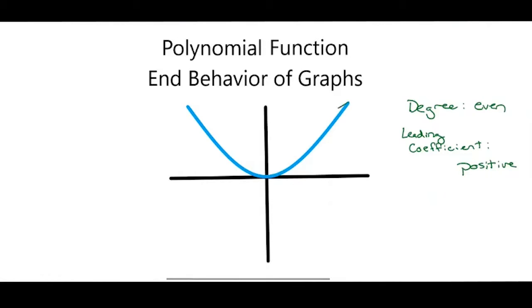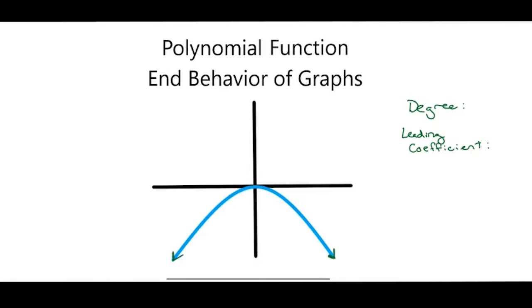All right. And you'll notice that these would have arrows at the end and it would go on forever. So you'll notice that this is positive. Just remember that a positive graph is going to look like a smiley face if the degree is even. So let's say we have one that looks like this when we graph it.